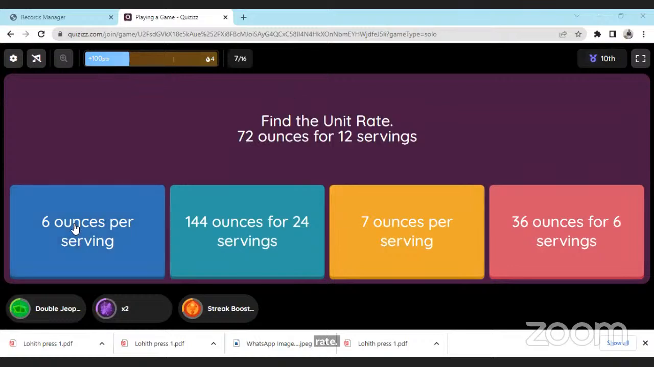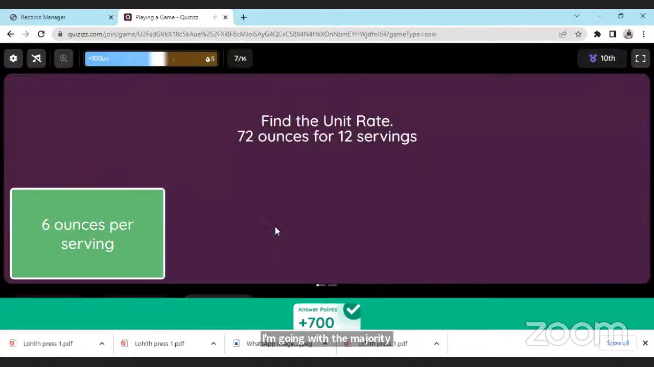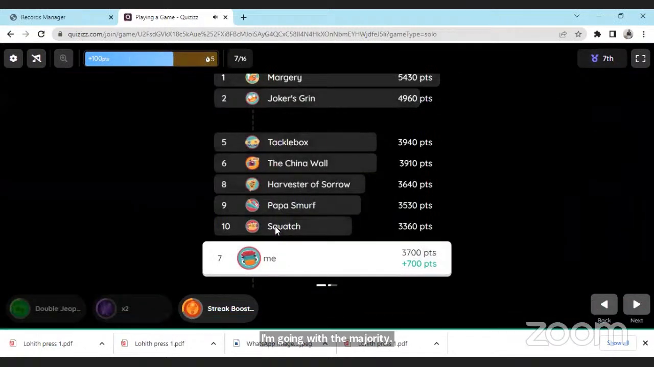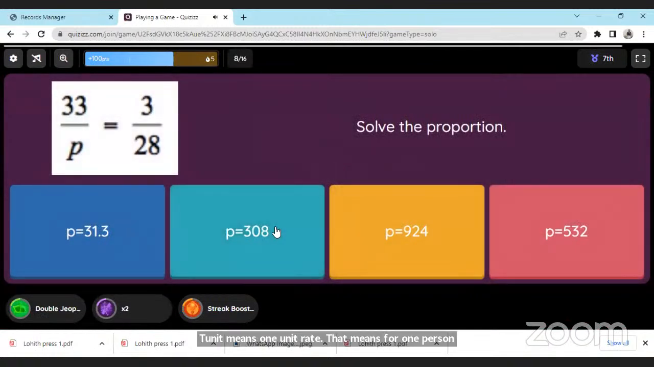I'm going with the majority. Unit means one. Did you get it? Unit rate means for one person, how much? That is what is called unit rate. All the answers over there were correct.